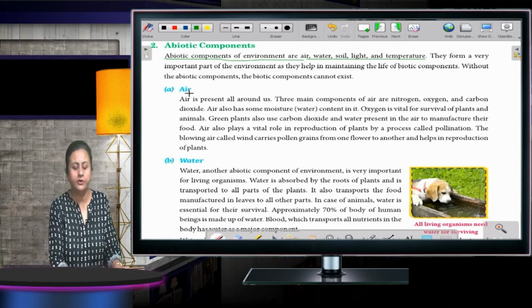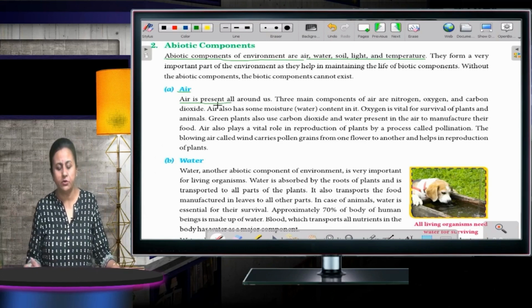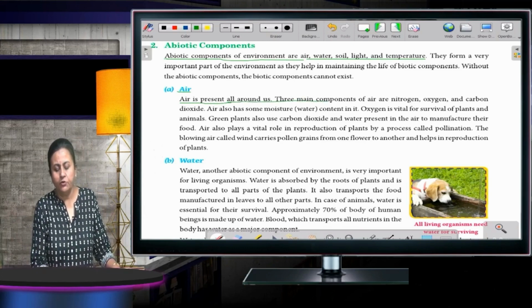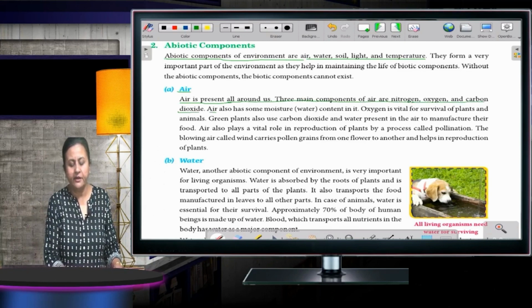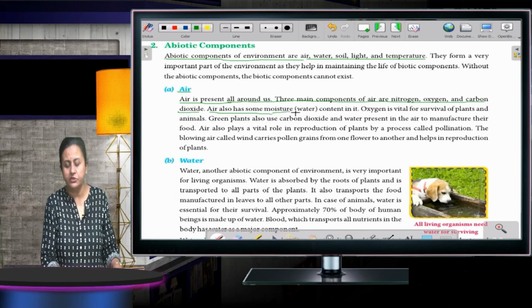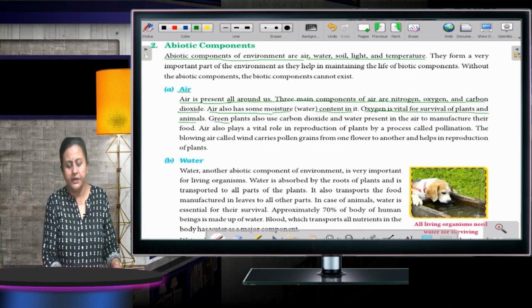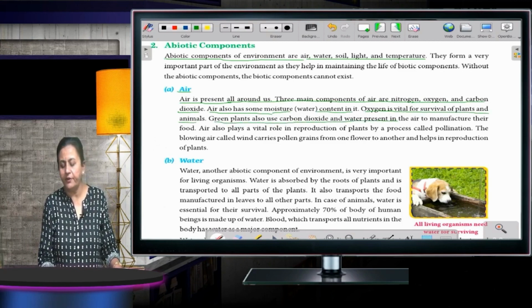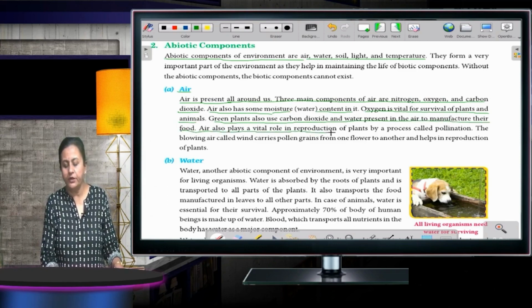First, we'll talk about air. Air is present all around us. The main components of air are nitrogen, oxygen, and carbon dioxide. Air also has some moisture content in it. Oxygen is vital for survival of plants and animals. Green plants use carbon dioxide and water present in the air to manufacture their food. Air also plays a vital role in reproduction of plants by a process called pollination.